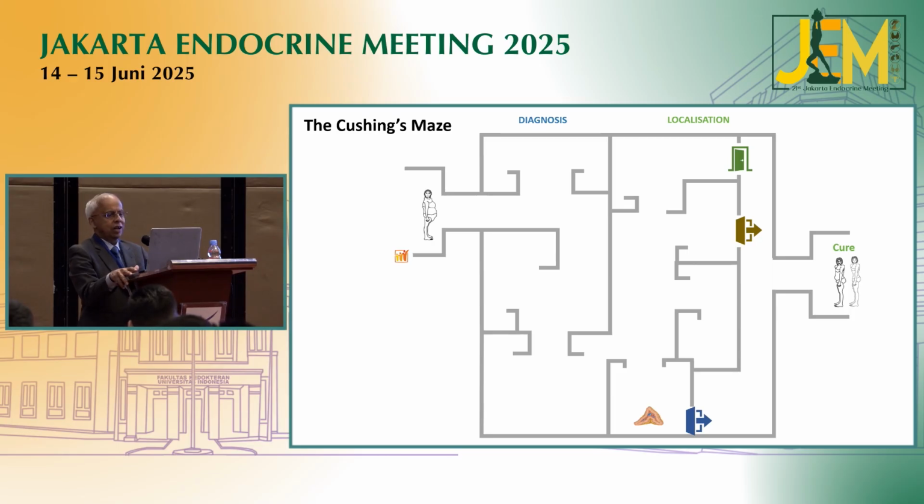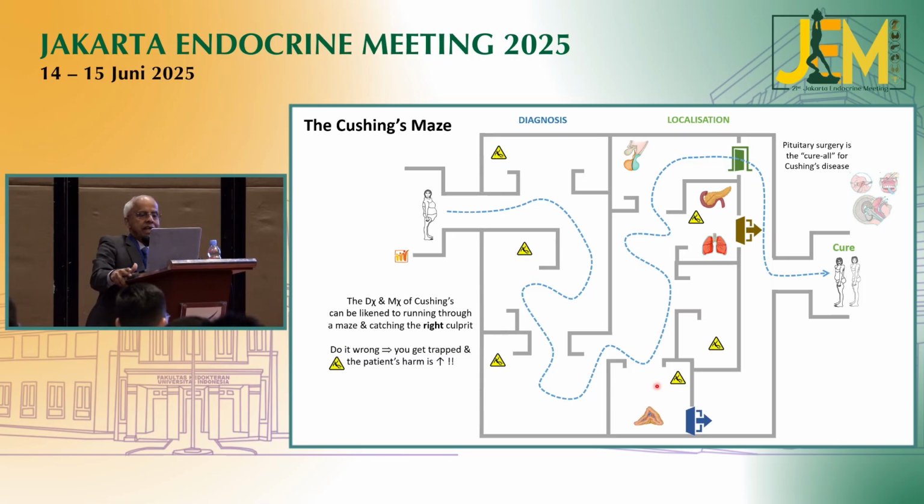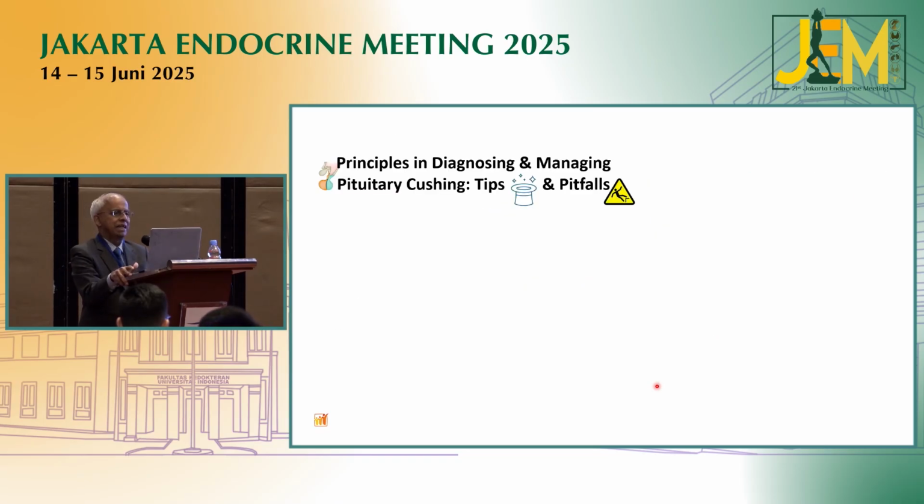One door leads you to adrenal Cushing's. The next door leads you to ectopic Cushing's. And the third door leads you to pituitary Cushing's. If you follow the right track, you cure the patient. And surgery is the best cure for this patient. There are lots of difficulties in the process, so you have to catch the right culprit, if you like. You do it wrong, the patient suffers, we get trapped. And we have been trapped time and again.